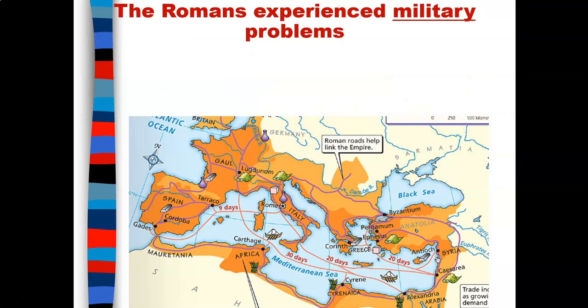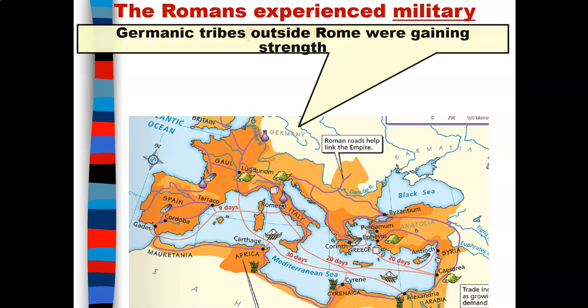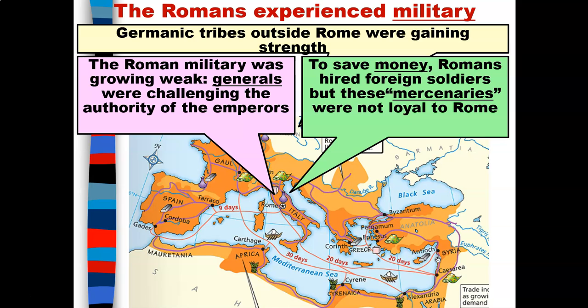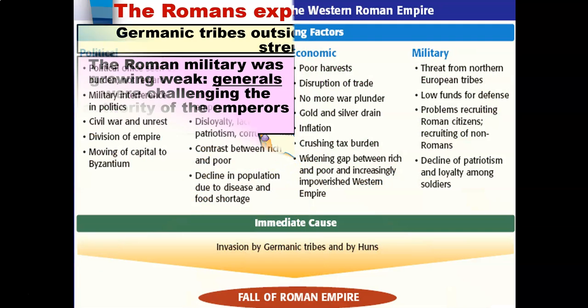The Romans also experienced military problems. Germanic tribes outside Rome were gaining strength. They were becoming very strong, and obviously Rome couldn't do much about it. The Roman military was growing weak. Generals were challenging the authority of the emperors. To save money, Romans hired foreign soldiers, but these mercenaries were not loyal to Rome. This was a big problem for Rome at this particular time period.